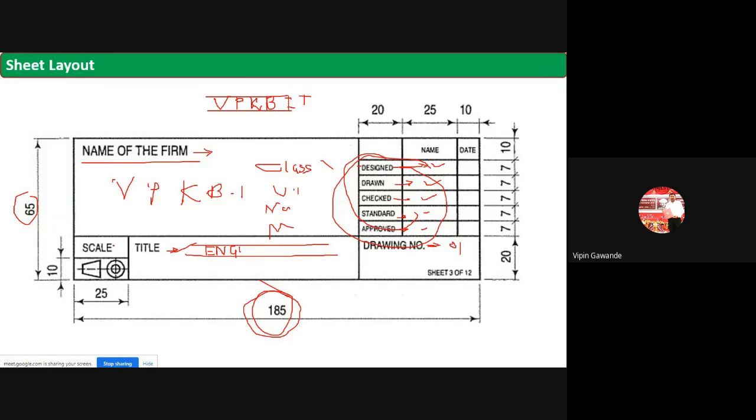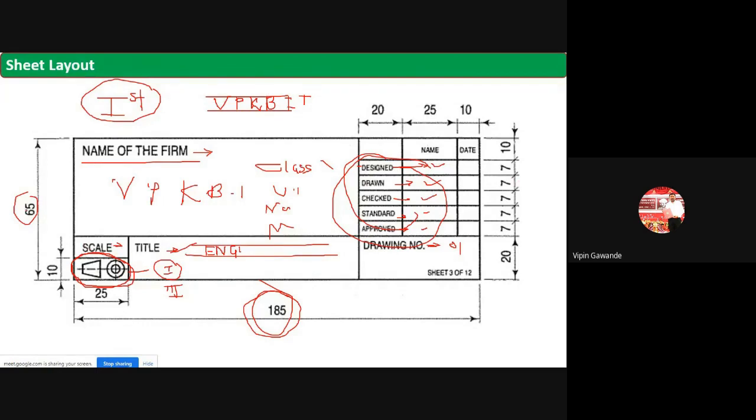Then you have to mention the scale. We will see the different types of scale later. Then there is this symbol, which is for the first angle projection method and the third angle projection method. In India we follow the first angle projection method. This is the symbol for the first angle projection method, meaning everything is drawn using it. We will see that in unit number 5. You place that symbol here, and mention the scale. Now what is meant by this?